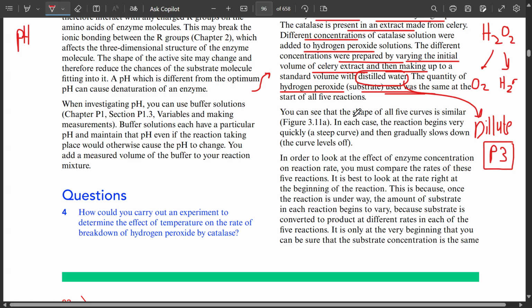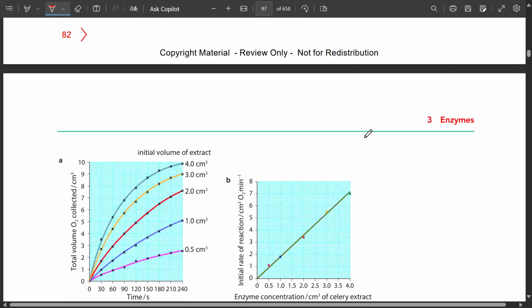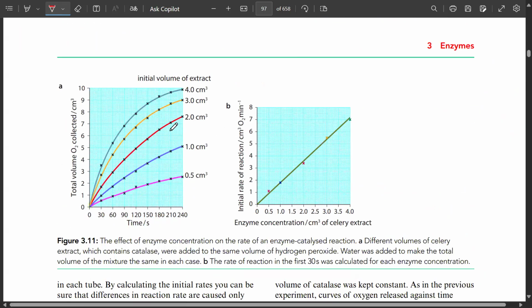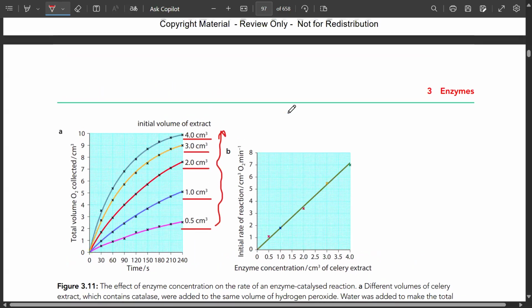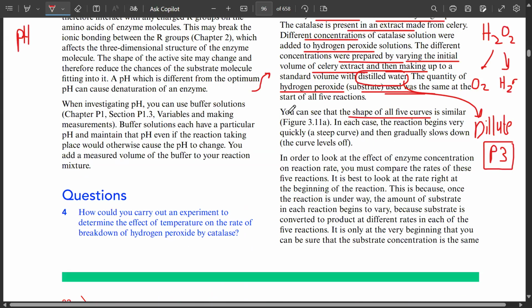You can see that the shape of all five curves is similar. Okay, you can see over here, the volumes were 4 centimeter, 3 centimeter, 2 centimeter, 1 centimeter, 0.5 centimeter cube. Now you can see that as the volume of the extract increases, what is happening? The rate of reaction is also increasing, which tells us that the greater the concentration of enzyme, the faster the reaction would be, because more enzyme is available, more substrate would react, and there won't be any waiting time.